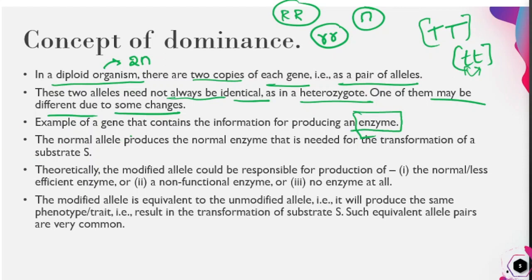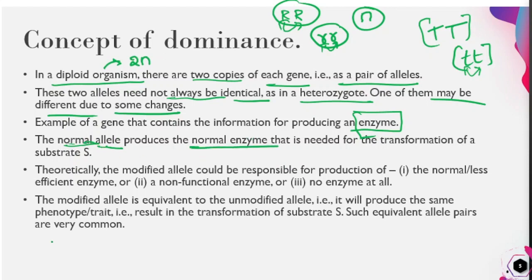Now we are taking the example of the gene producing an enzyme. So now you take a normal allele. Normal allele means both are identical to each other. Identical does not mean you always have small r, capital R, capital R. You can have heterozygous or homozygous, both. But identical means they both possess the same character. A normal allele states that it will always be identical to each other. That is called your normal allele.